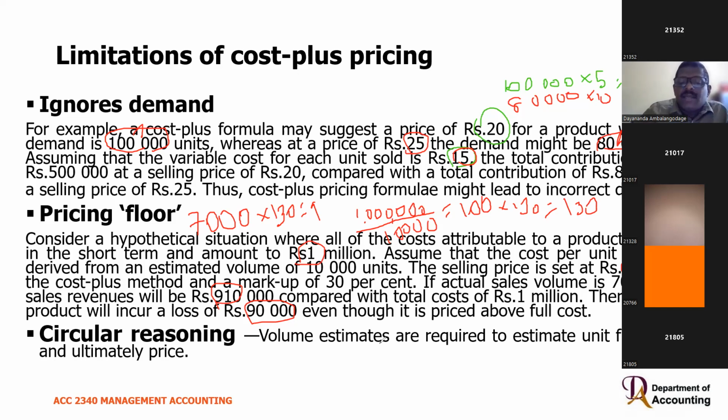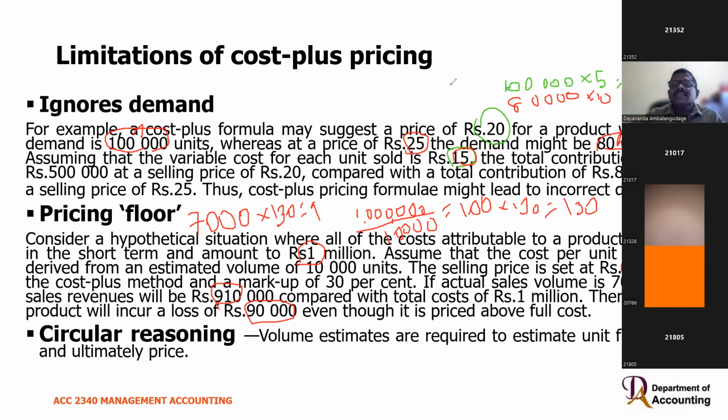Circular reasoning. Circular reasoning means that volume estimates are required to estimate unit fixed cost and ultimately price. When your units sold are changing, you have to update and change the price. That is called circular reasoning. In this case, you calculate the price at 10,000 units as 130. Of course, if you calculate the price at 7,000 units, the price would be more than this. That's called circular reasoning. So I think you understood.